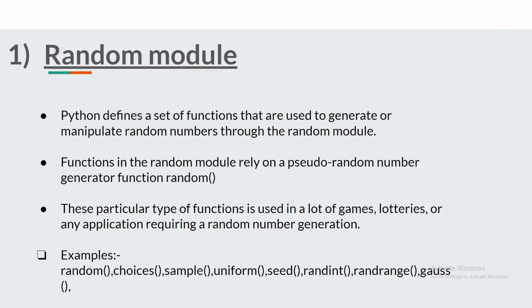So here are the examples for the random module: the random method, choices, sample, uniform, seed, randint, randrange, gauss, etc. These are some of the examples of the random module.